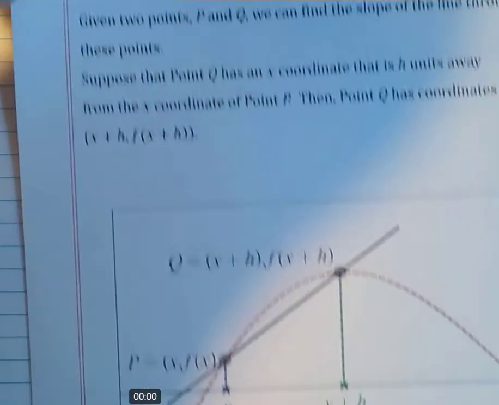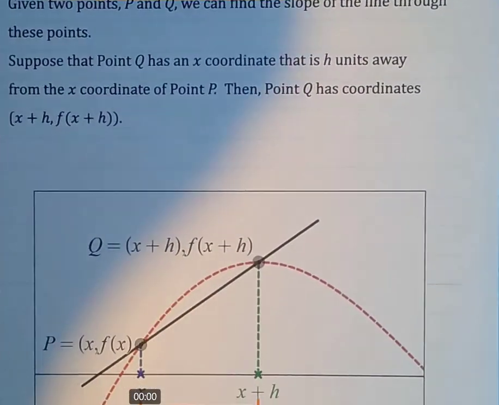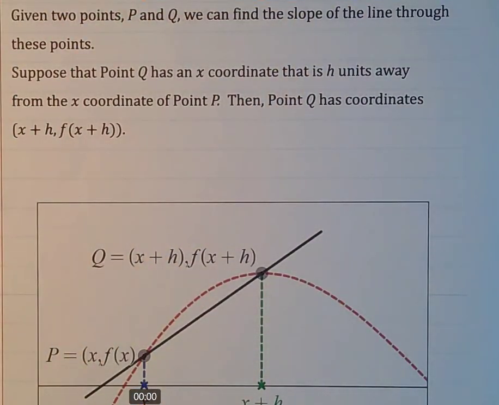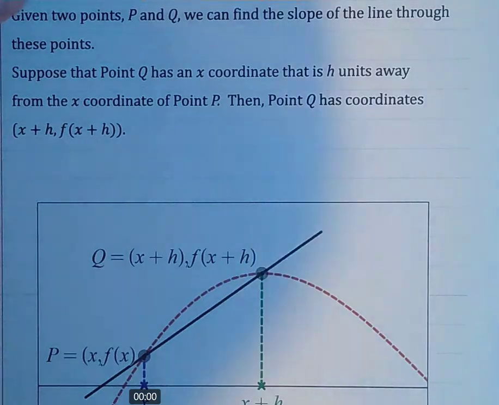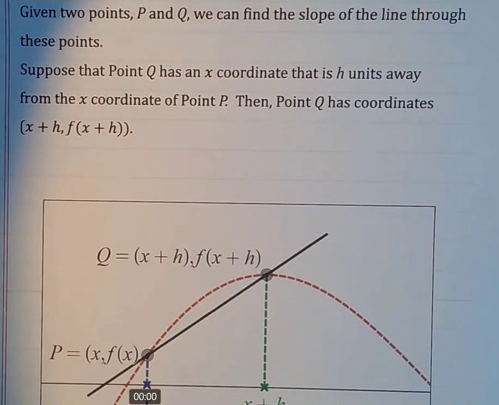All right. So let's say that we have 2 points. I'll call them P and Q. And we can find the slope of the line between 2 points. Remember, this is just an algebra formula. If I've got 2 points on a line, then I can just take the difference of y values over the difference of x values. Now, we're going to build up our points here in a special way.